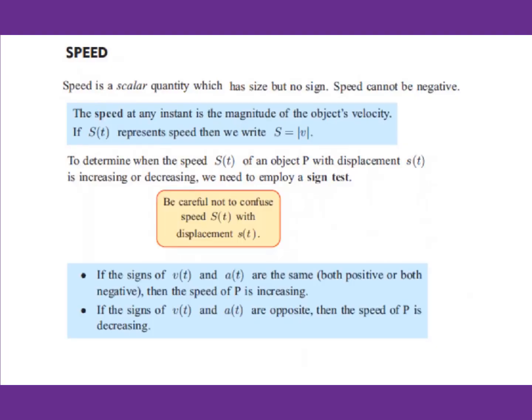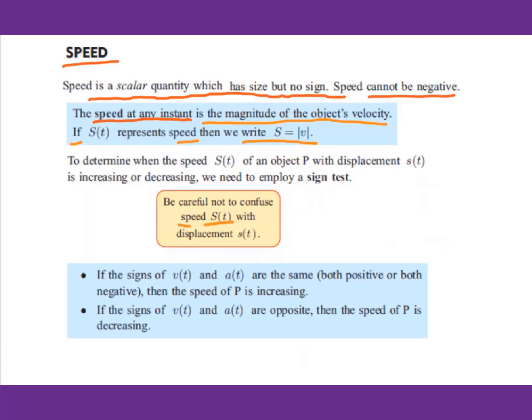Now let's talk about speed. Speed is a scalar quantity which has a size but no sign. Speed cannot be negative. The speed at any instant is the magnitude of the object's velocity. If S of t represents the speed, then we write S equals absolute value of v. We use a capital S of t to stand for the speed. But for the displacement, we use lowercase s of t.